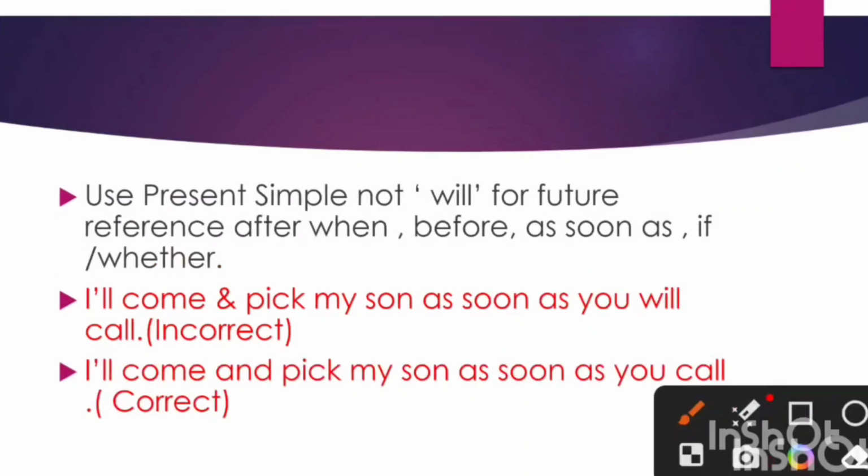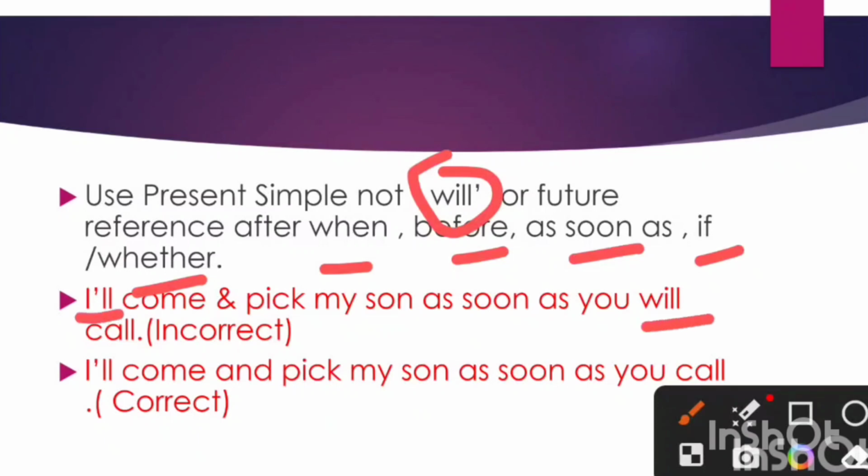use present simple, not "will," for future reference after when, before, as soon as, if or whether. For example, "I'll come and pick my son as soon as you will call." So double future is not used. In one part you will be using future tense and in the other part simple present tense. So this is incorrect. What is the correct form? "I will come and pick my son as soon as you call."